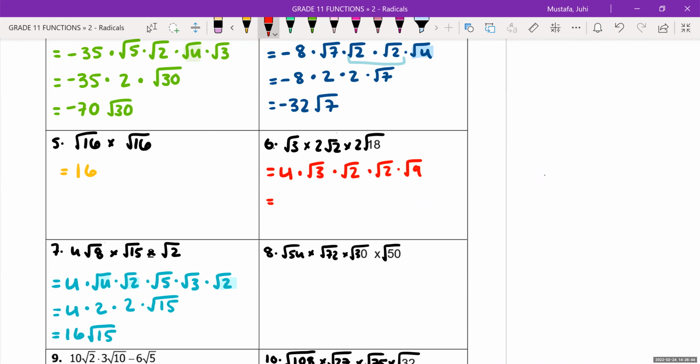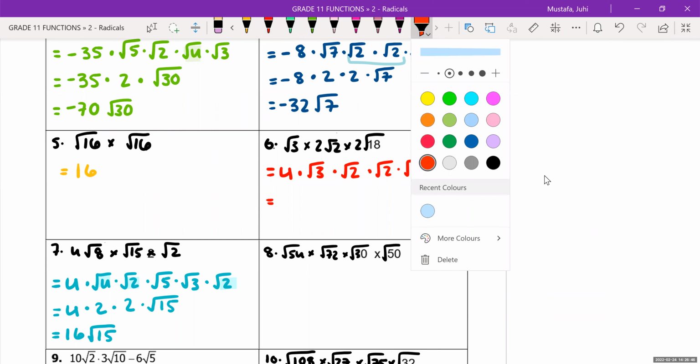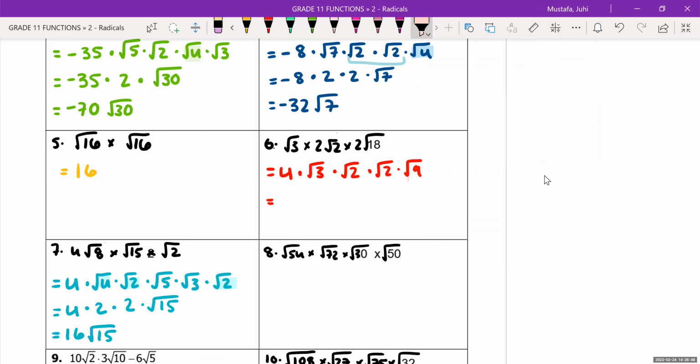Okay, let's just identify all the parts of this that are really good. We have a perfect square right over here. And we have 2 numbers that are a matching pair that's going to give us a whole number of 2. So I'm going to write it as whole number 4. Root 2 times root 2 is going to give me a whole number 2. The square root of 9 is a whole number 3. And then the only thing that's left is a radical root 3, which we can't simplify any further.